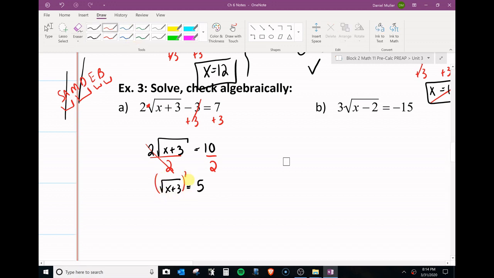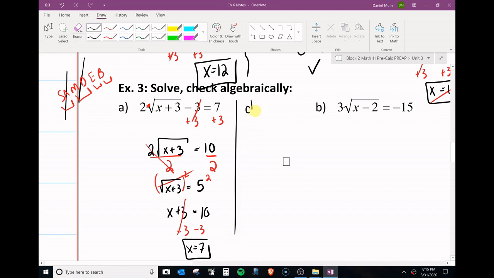So I'm going to square it. So that will cancel, but I've got to square this side as well. So I've got x plus 3 is equal to 10. And now I can get rid of what was inside the brackets by subtracting 3. So it looks to me like I get x equals 7. But I need to, as always, check.